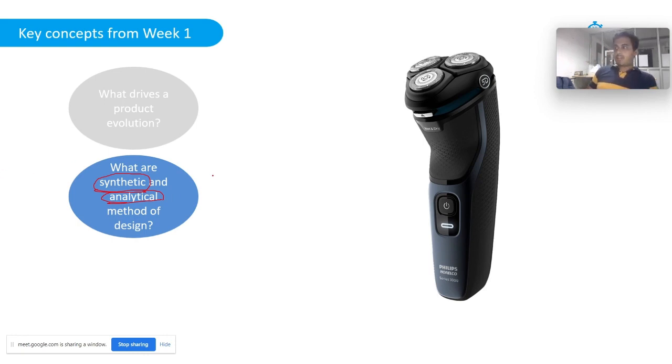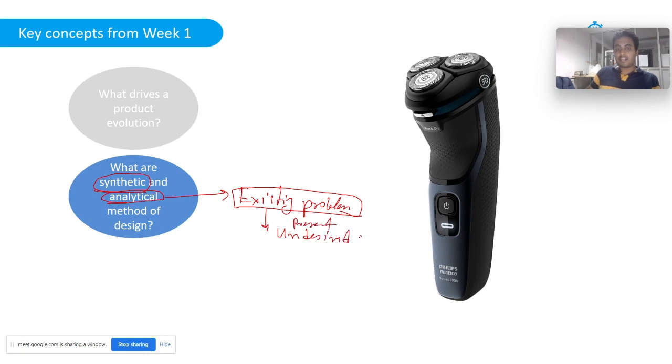So Madhusudan said analytical means to solve an existing problem, and he's right. So an analytical method of design comes when you are trying to solve an existing problem. When you want to move from a current undesired scenario to a better, desired scenario.